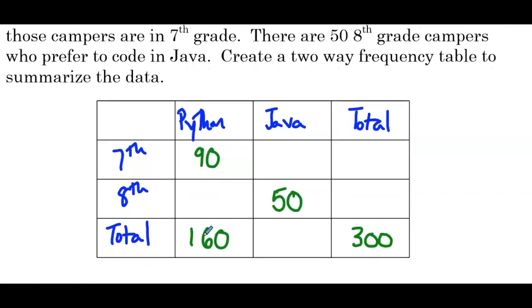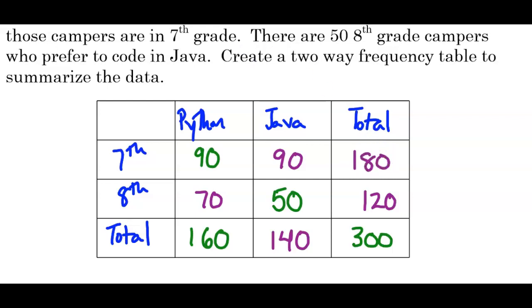So the first thing I see going down this column, the number of 8th graders that prefer to code in Python is going to be 70. Right? 90 plus 70 is 160. That means the total number of 8th graders is 120. The total number of campers that code in Python plus the number that prefer to code in Java needs to be 300, so this needs to be 140. Then the 7th graders that prefer to code in Java, that would be 90. And the total number of 7th graders is 180. Let's fix that 8.